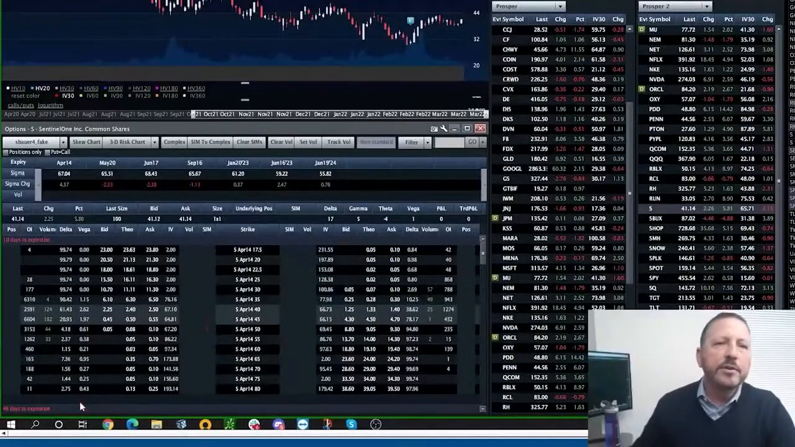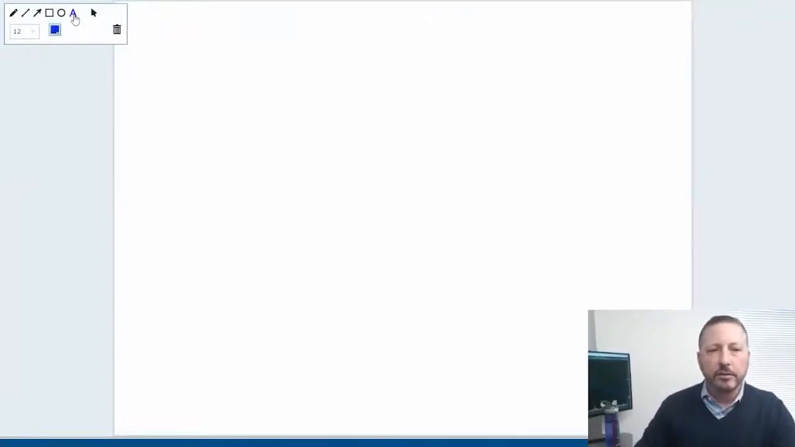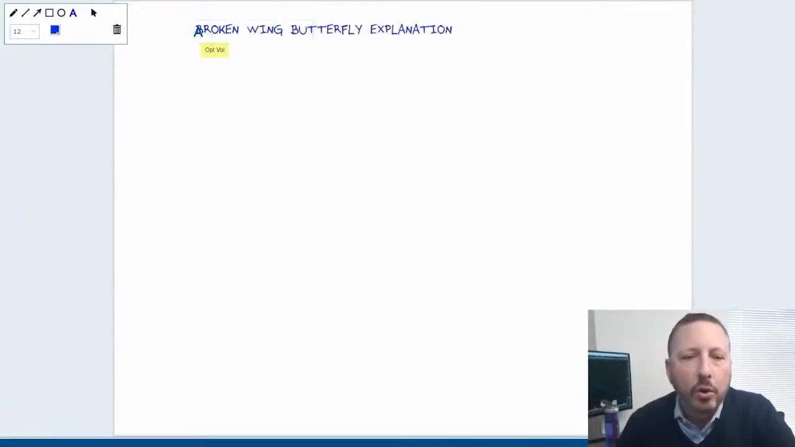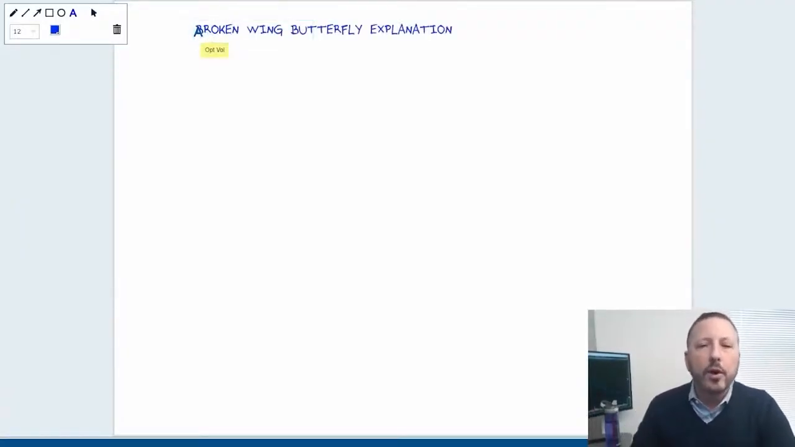And now we're going to dive into a broken wing butterfly. Again, you can create this type of position whether you're bullish, bearish, or neutral. Since we already talked about a bullish butterfly potential in Tesla, let's look at a bearish potential broken wing butterfly.